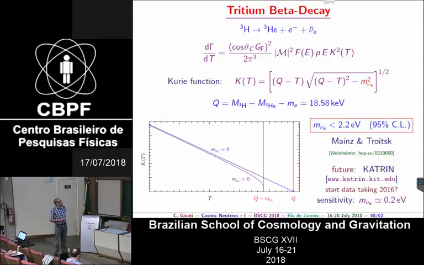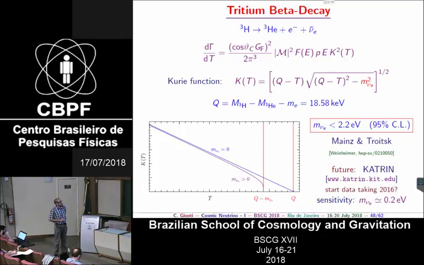So the majority of the events that they have are here. Here you see there are very, very few events. So they need a special equipment to detect just a few events at the end point of the spectrum. And the current bound from main centroids, this is a German experiment, this is a Russian experiment, it's about 2.2 electron volt. And as I said before, in the future, now scattering just started now, and they will push this bound to about 0.2 electron volt.